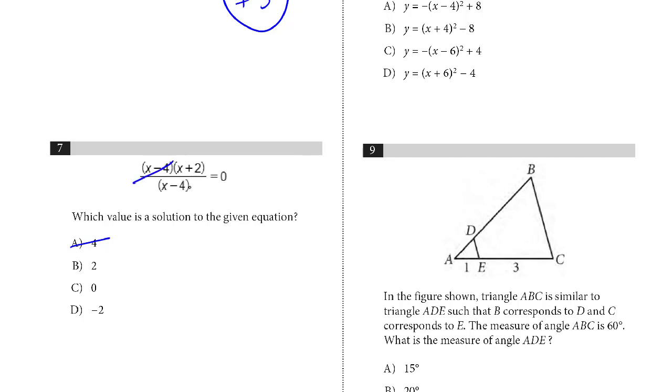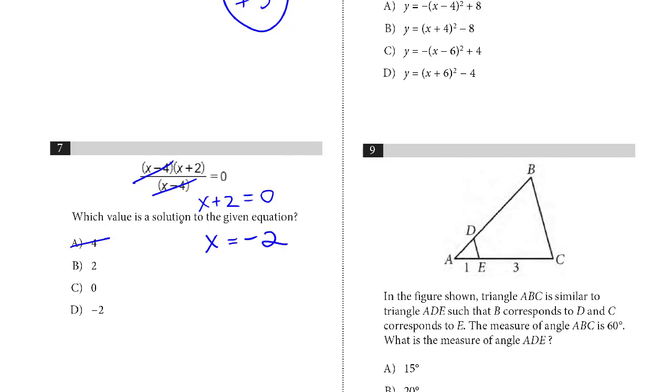But x minus 4 over x minus 4 cancel, assuming all real values of x, not 4, and the equation becomes x plus 2 equals 0. And be careful of the plus and the minus on the 2's. If we solve for that, that means x equals -2.